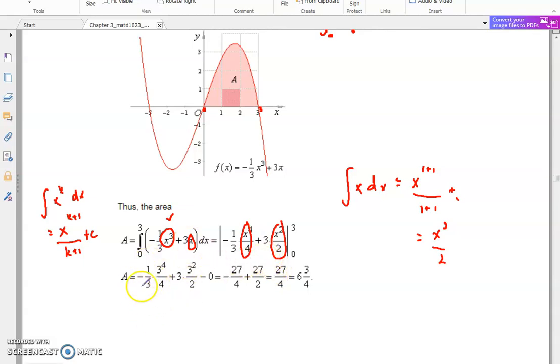Try to simplify it, and you can do it on your own, then substitute the value of 3 into x. So you have 3 to the power of 4 and 3 to the power of 2, and then don't forget to substitute the value of 0 into x, which gives 0. Then you press your calculator, and the answer should be 6 multiplied by 3 over 4. This is the answer, and you can put a unit, which is unit squared. It's up to you whether you want to put the unit or not.